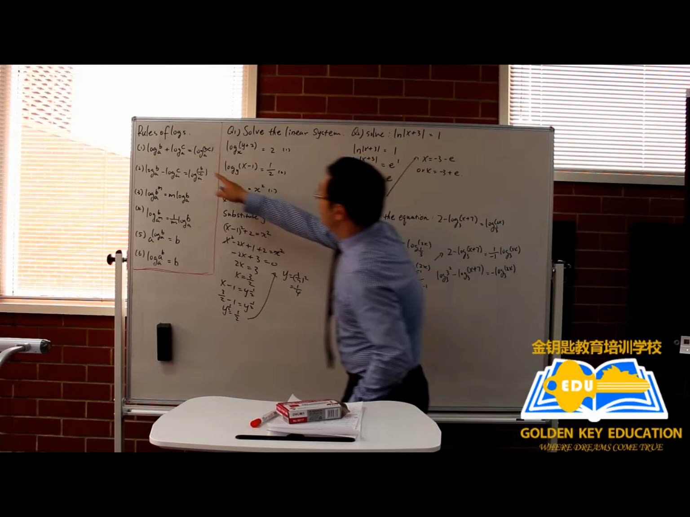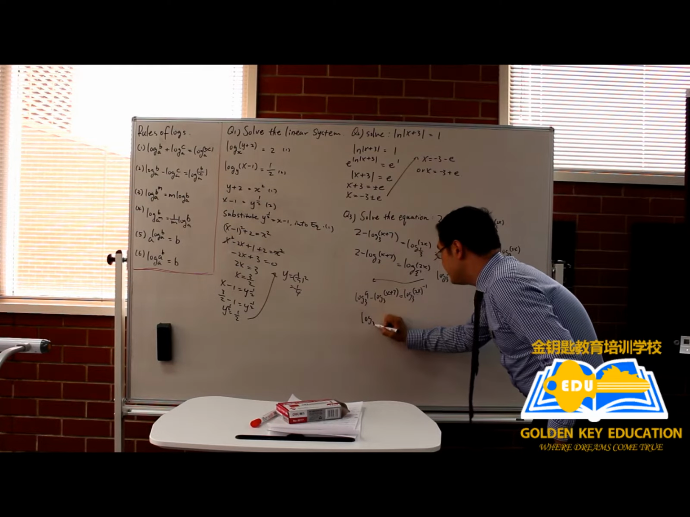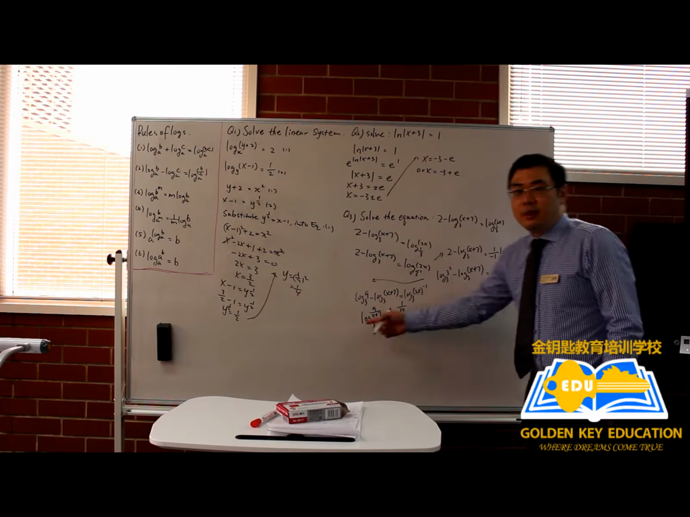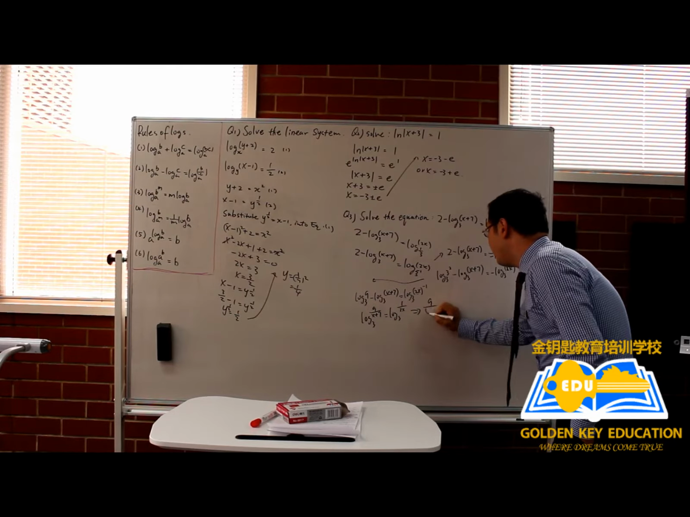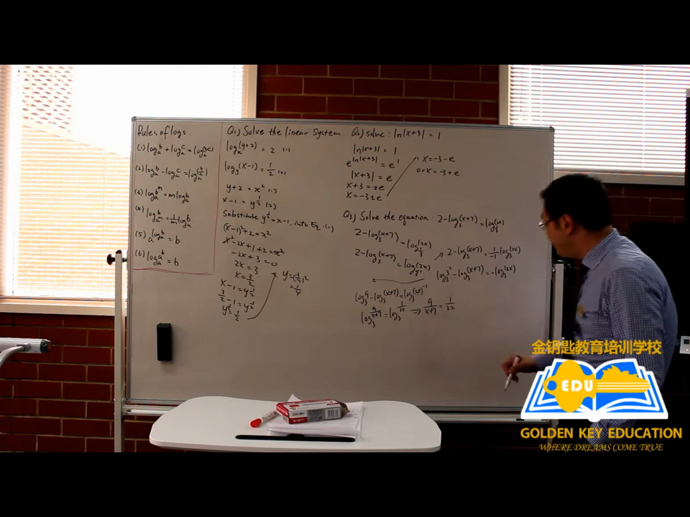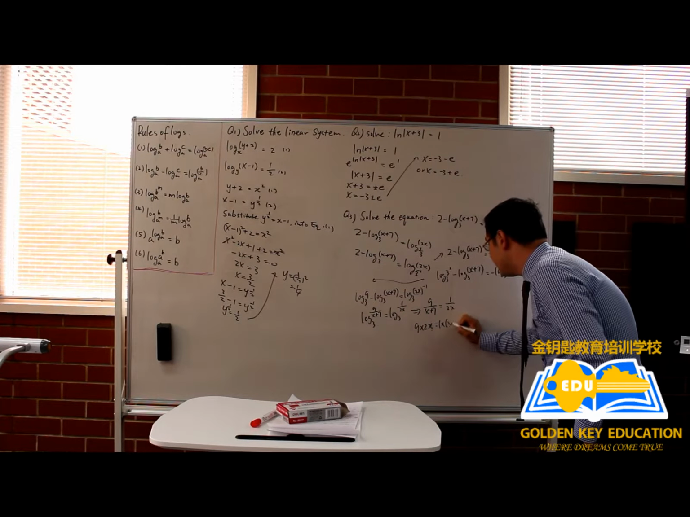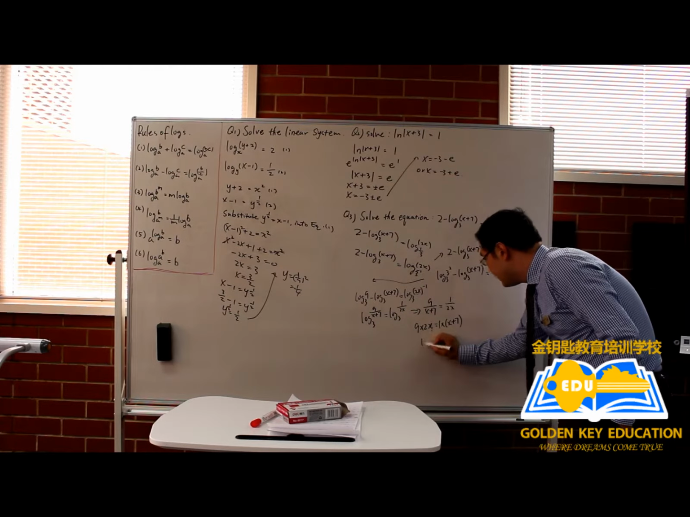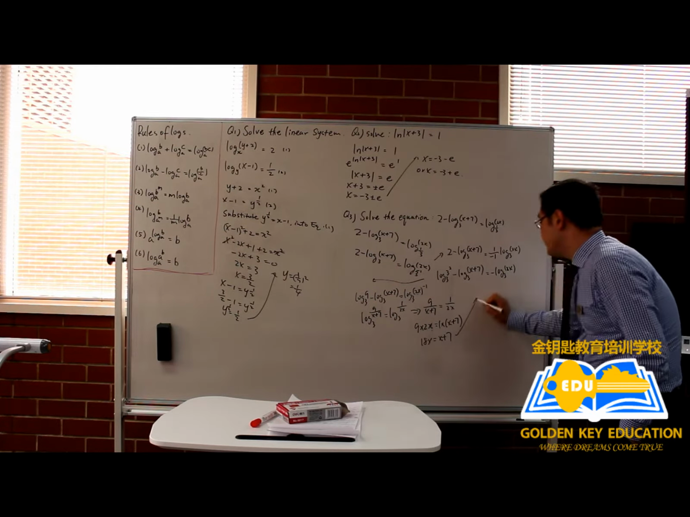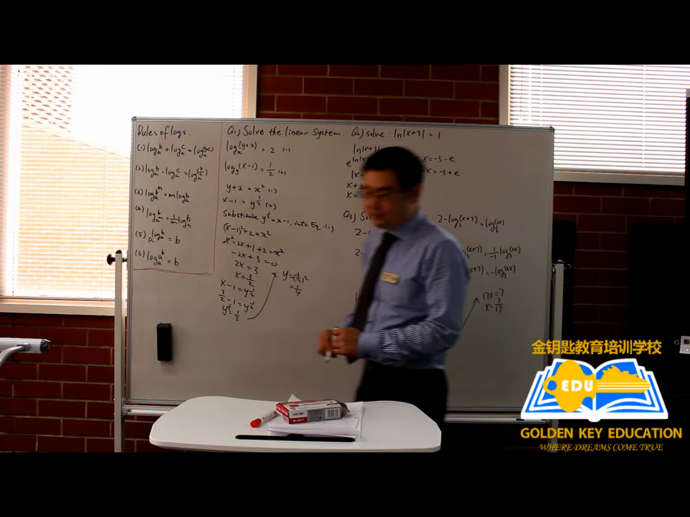Okay, now we can use rule number 2. So log base 3 of 9 over x plus 7 is log base 3 of 1 over 2x. You can try to write it this way. So of course, therefore, 9 over x plus 7 is 1 over 2x. To solve this, you cross multiply. 9 times 2x equals 1 times x plus 7. So 18x equals x plus 7, and that tells us 17x equals 7, and x equals 7 over 17. And that's the answer.